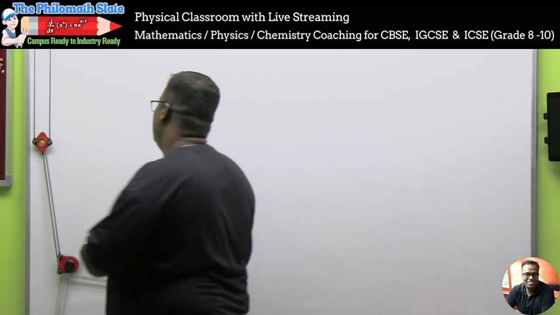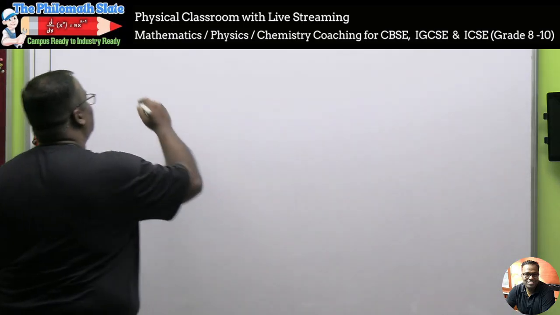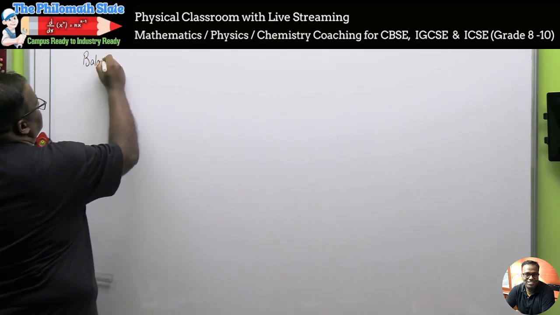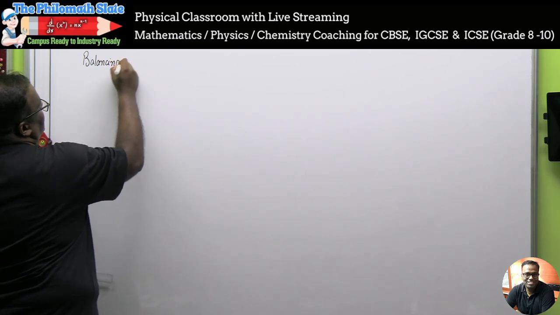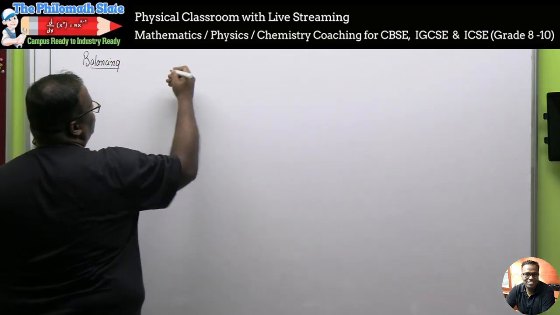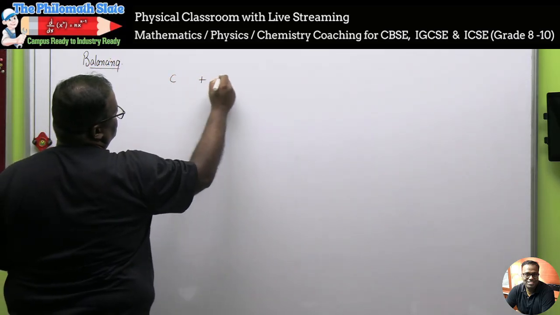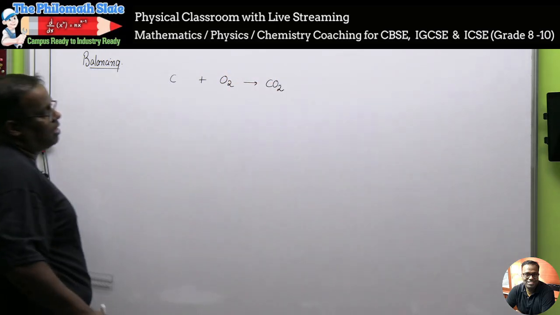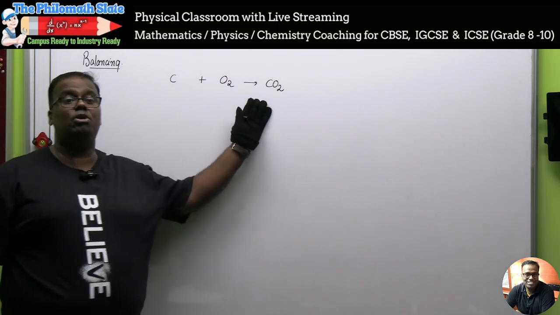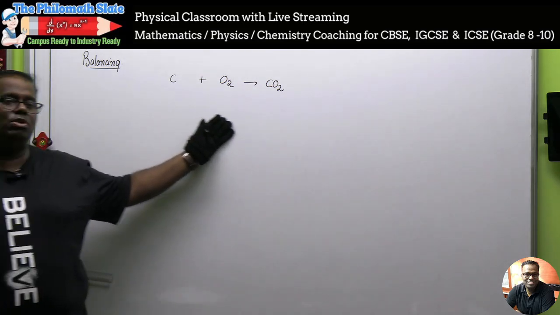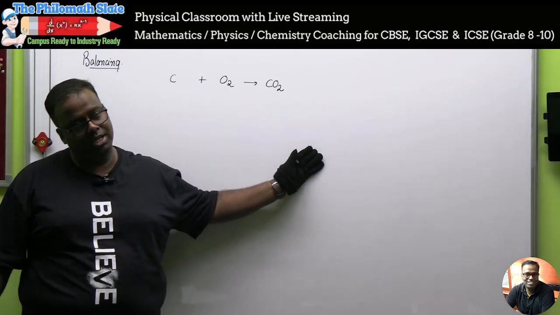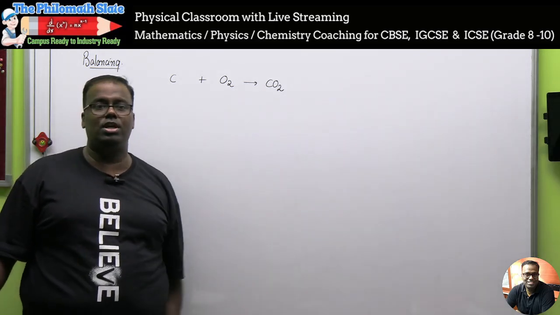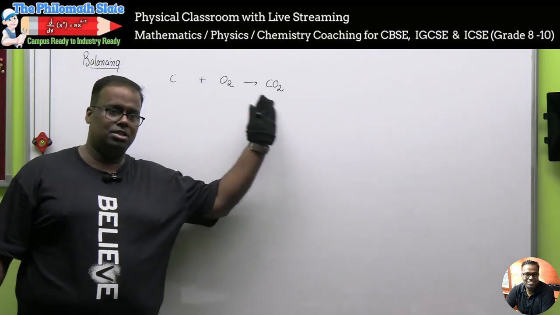Now, what happens if you take a chemical equation? So we are trying to see balancing. Now, why do we balance? Let's say we take an equation, C, carbon burns in oxygen to give you CO2. When you write a chemical equation, it should be balanced, meaning the number of atoms of each element on the left hand side should be equal to the number on the right hand side. This is a typical equation where the left hand side is known as reactants and the right hand side is known as products.